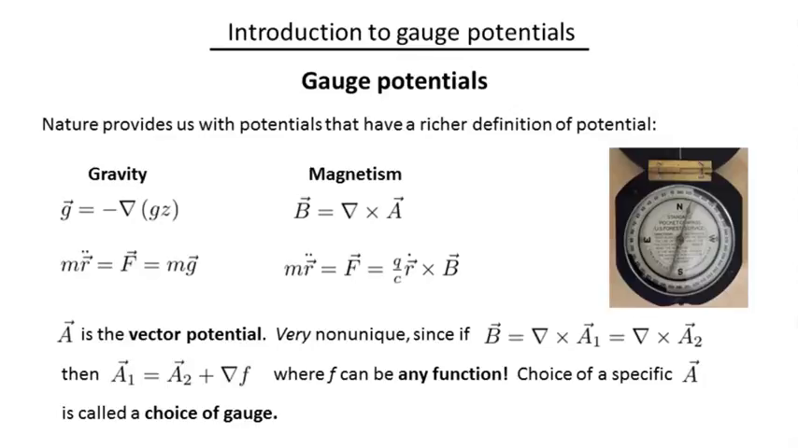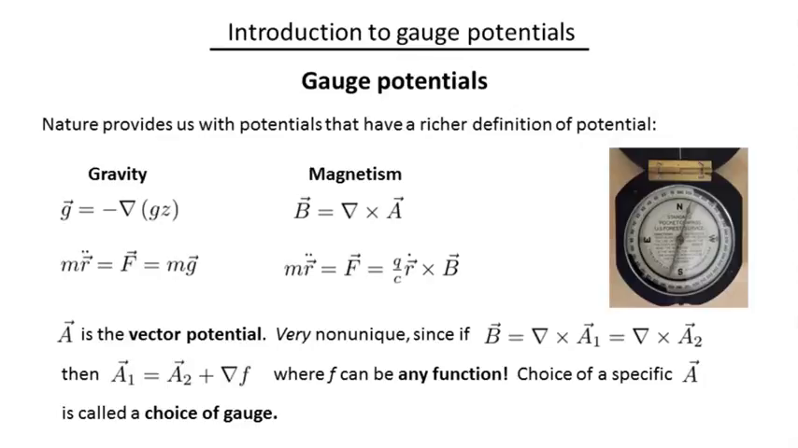So the magnetic field B is given by the curl of a vector potential, and then the measurable magnetic field B determines the motion of a charged particle, a particle with electrical charge Q and mass m, by means of this so-called Lorentz equation.